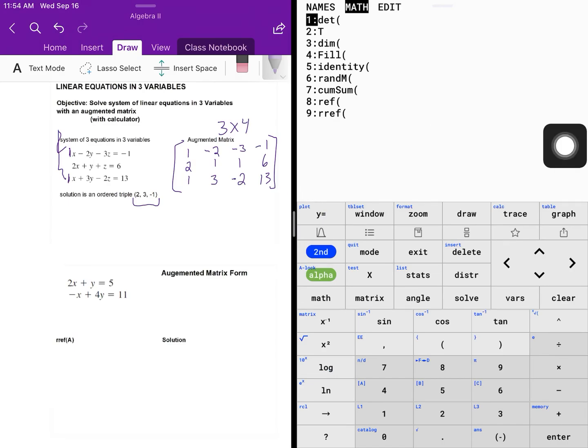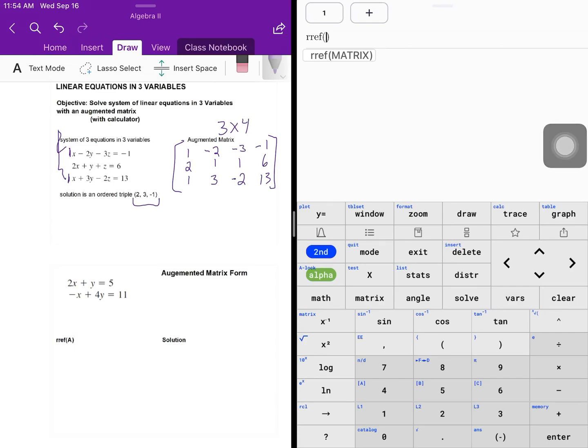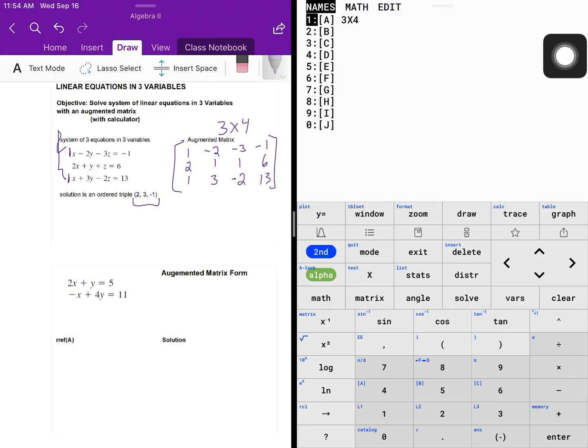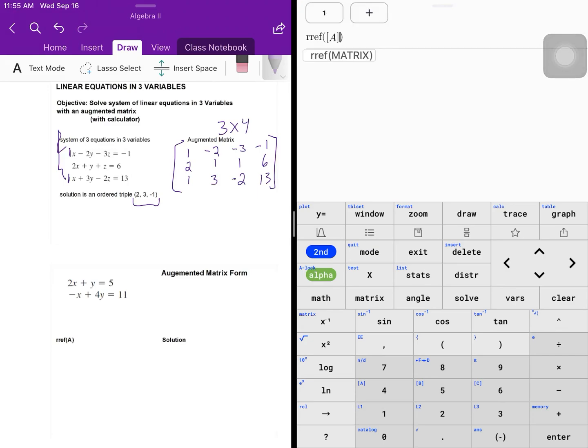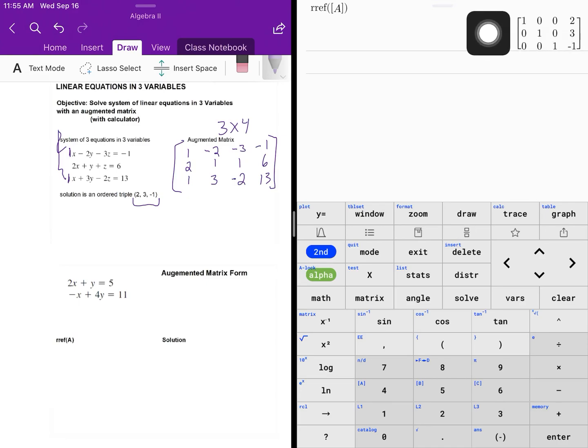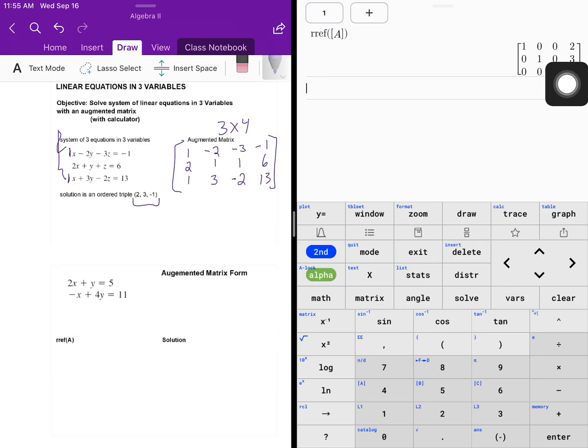It's RREF. And then on the inside of RREF, I'm going to put in a matrix. And since I'm using matrix A, I'll go back under the names. Don't go over to edit, but under names, select number 1, and matrix A should show up inside of that RREF. RREF stands for row reduced echelon form. Don't worry about what the meaning is, but just make sure you get the one with the double R's. Hit enter, and you get this matrix that's spit out, and it's 1, 0, 0, 0, 2. So that means that 1x equals 2. So x equals 2. 0x is 1y, so there's 1y equals 3, and 1z equals -1. And that's how you get your ordered pair.